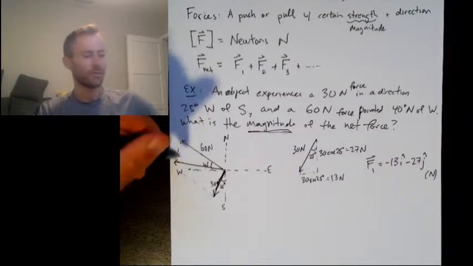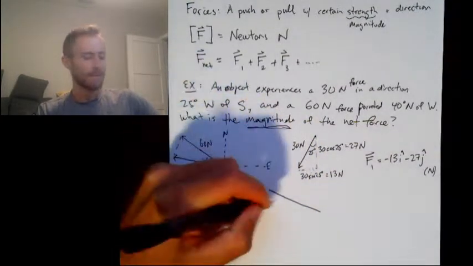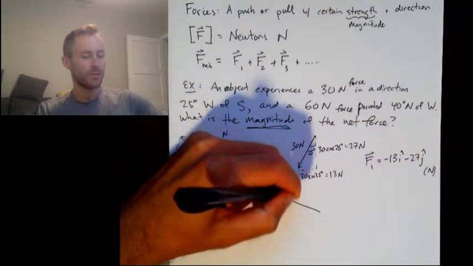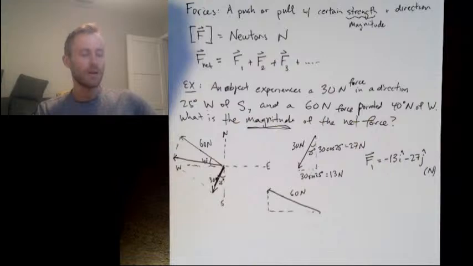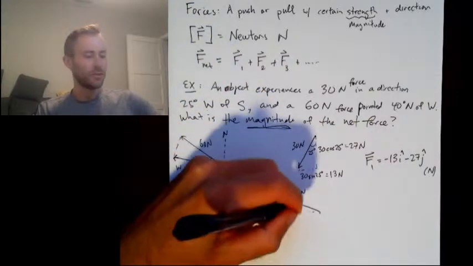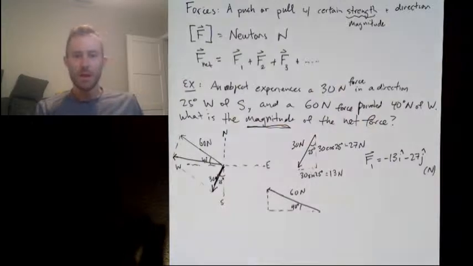Okay? Let's do the same thing with the 60 Newton force. 60 Newton force looks like this, where this is 60 newtons. And then this is 40 degrees. That doesn't look like 40 degrees. I messed up this drawing.